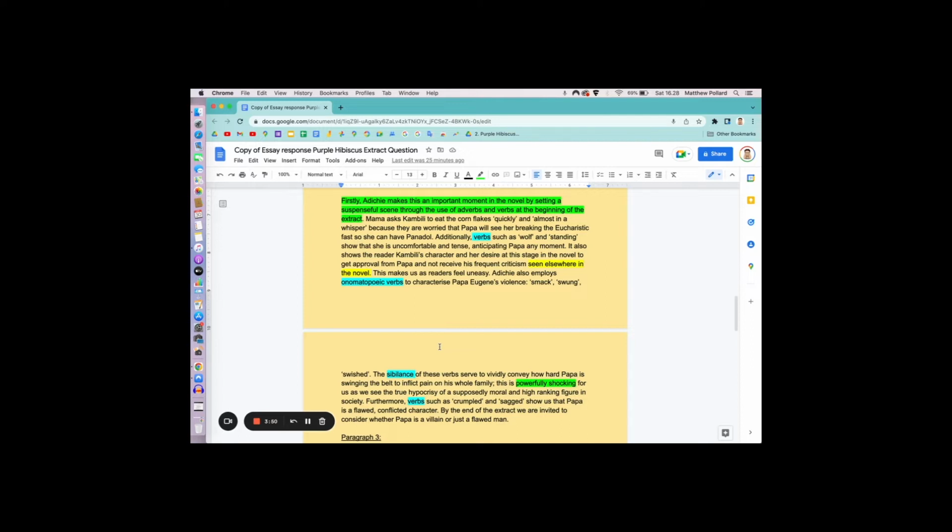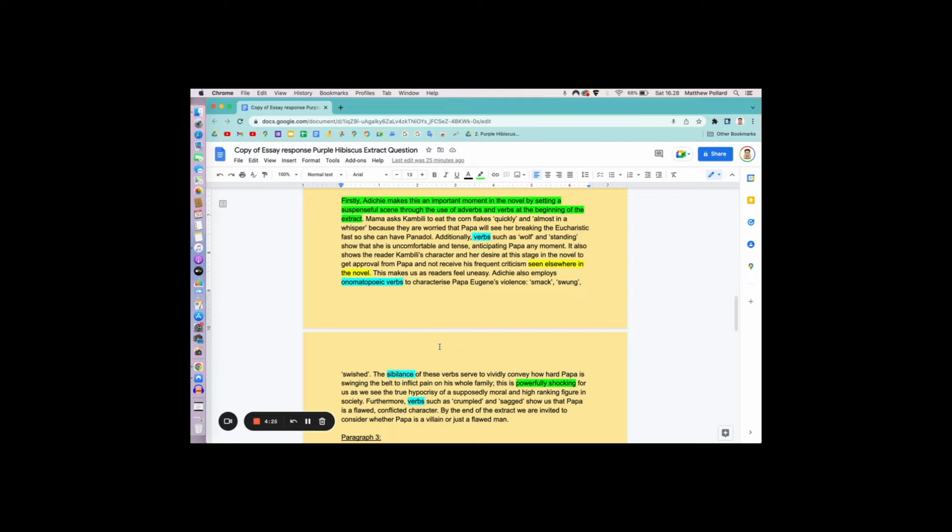Mama asks Kambili to eat the cornflakes quickly and almost in a whisper because they're worried that Papa will see her breaking the Eucharistic fast so she can have the Panadol. Additionally, verbs such as wolf and standing show that she is uncomfortable and tense, anticipating Papa any moment. It also shows the reader Kambili's character and her desire at this stage in the novel to get approval from Papa and not receive his frequent criticism seen elsewhere in the novel. This makes us as readers feel uneasy.